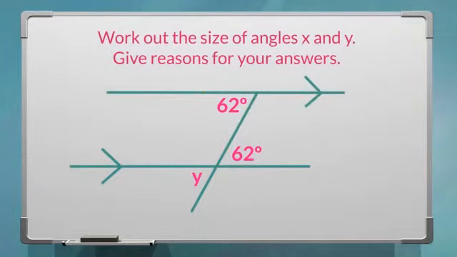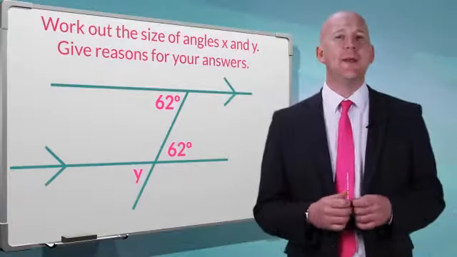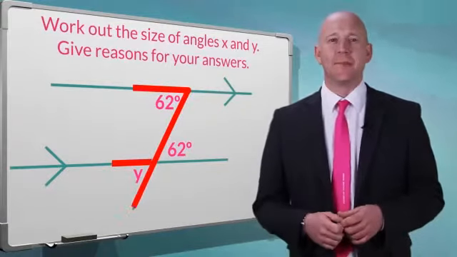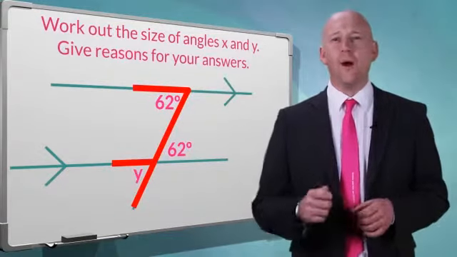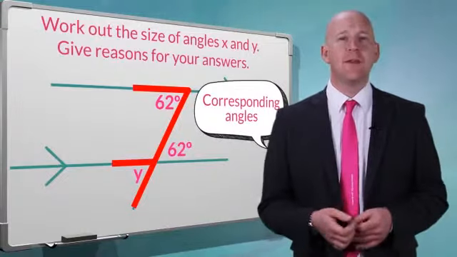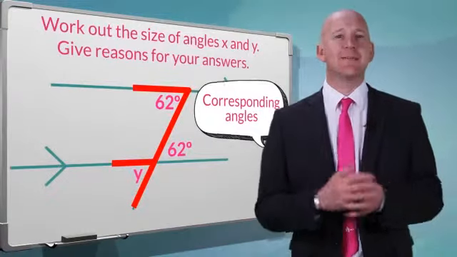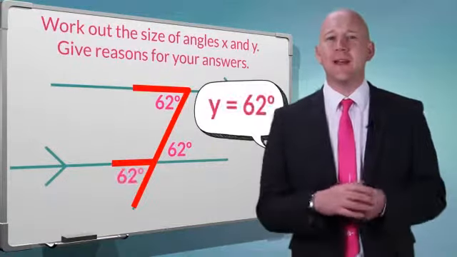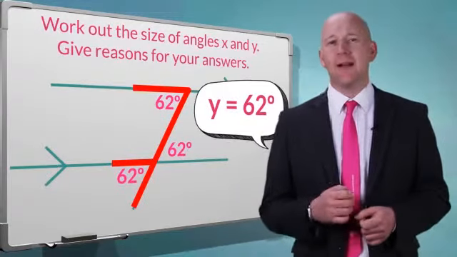Let's deal with the Y now. Sometimes for these questions, there can be different methods of finding the answer. Any valid method will get you full marks. You just need to explain your reasons clearly. Now we can put a backwards F here. So the 62 and the Y are corresponding angles, so they are equal too. Great! And voila! That is all you need to deal with angles in parallel lines.